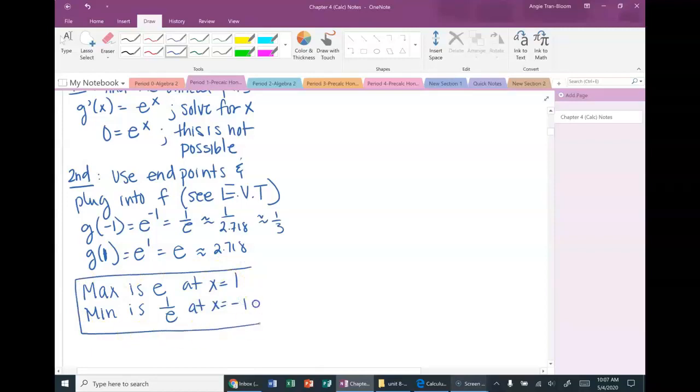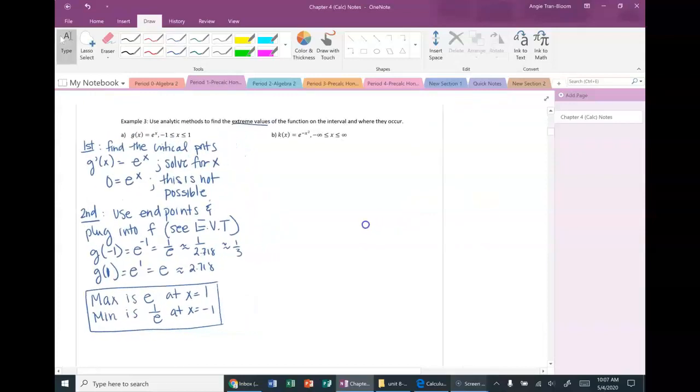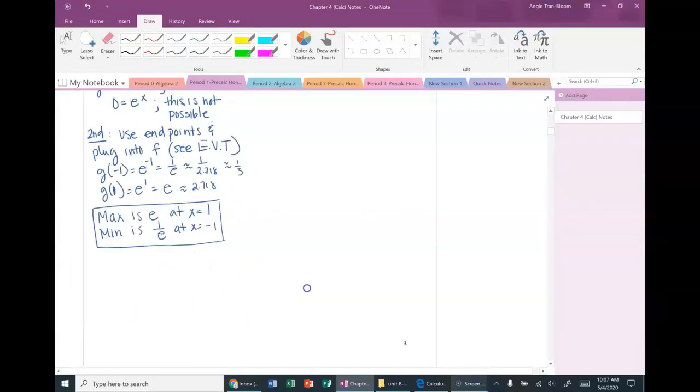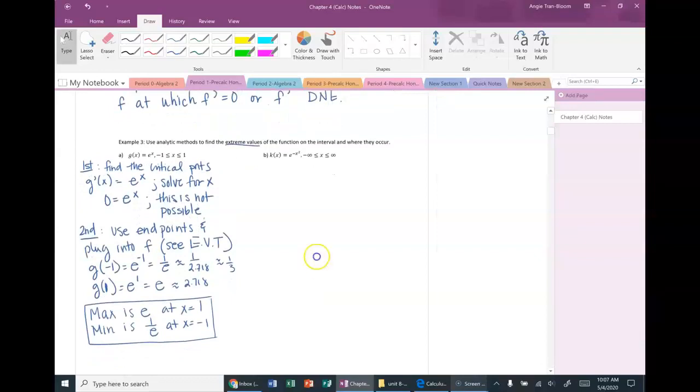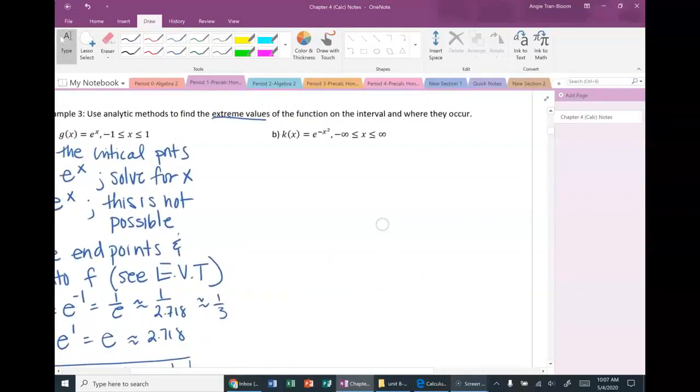So when it says use analytic methods, it's asking for you to write it all out. And we're going to try the same thing for example 3b. Example 3b gave you k of x equals e to the -x squared. And this case is talking about the domain of all real numbers. And similarly, we're going to start by finding the critical points, if there are any.